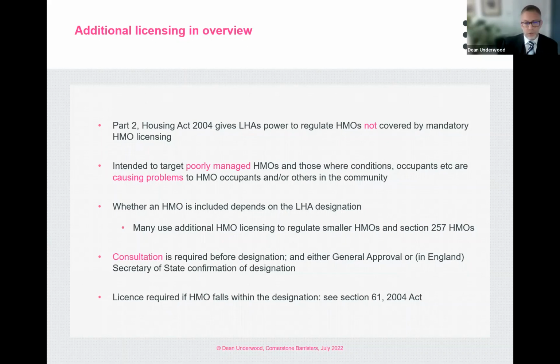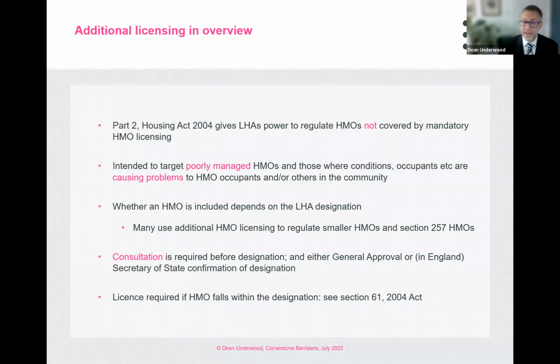Critically, consultation is required before the local housing authority can make any designation under Part 2, and we'll come back to that at the end of this webinar. And in addition to that, either general approval issued by either the Secretary of State or in Wales by the Welsh Assembly, or in England, confirmation by the Secretary of State. And I say in England in brackets because, as we will come on to see in due course, in Wales, additional and selective licensing designations already have the general approval without conditions of the Welsh Assembly.